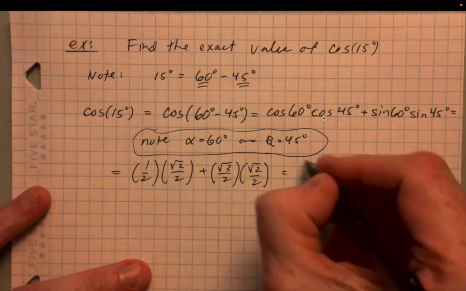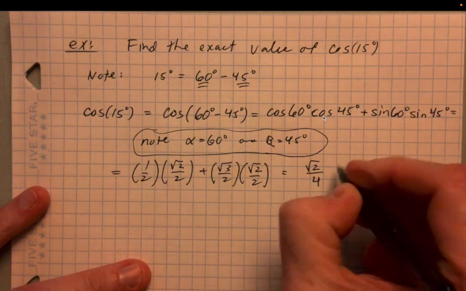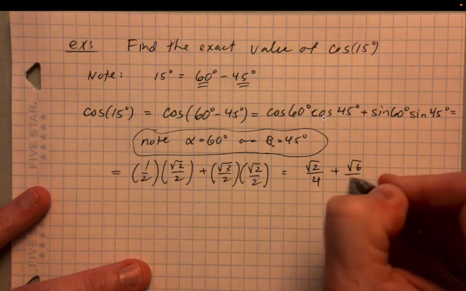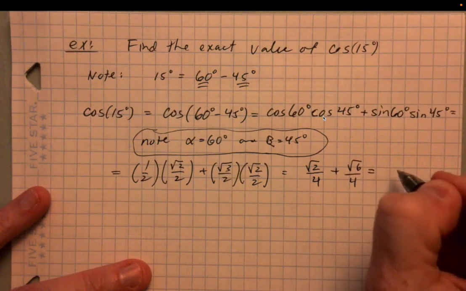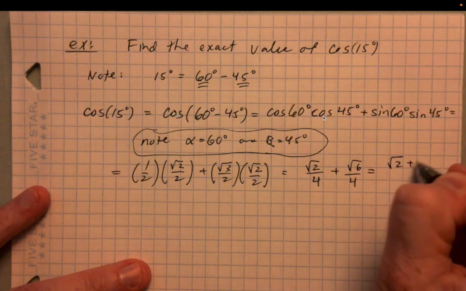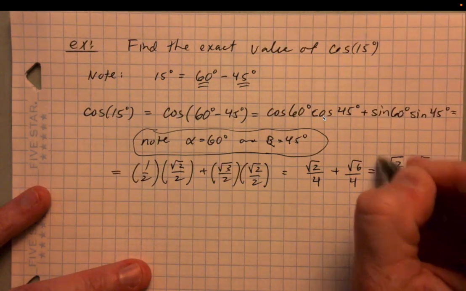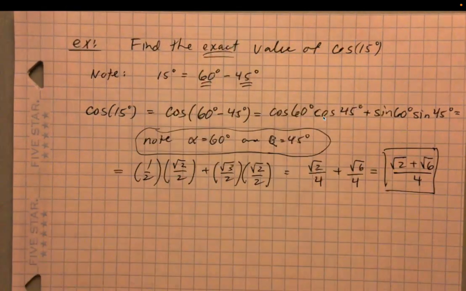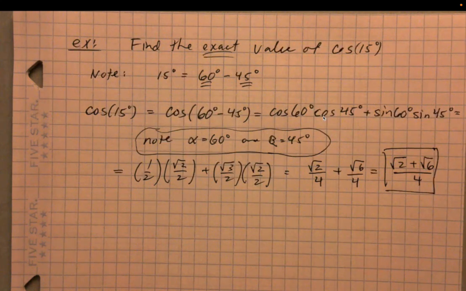And so we can add this together and we get square root of 2 over 4 plus square root of 6 over 4. And so you can leave this as an exact value, square root of 2 plus square root of 6 over 4. We're looking for exact values, so we're going to leave it like this. This is the way you'd want to answer this. Leave it as an exact value and not a decimal approximation. Cool. Okay.